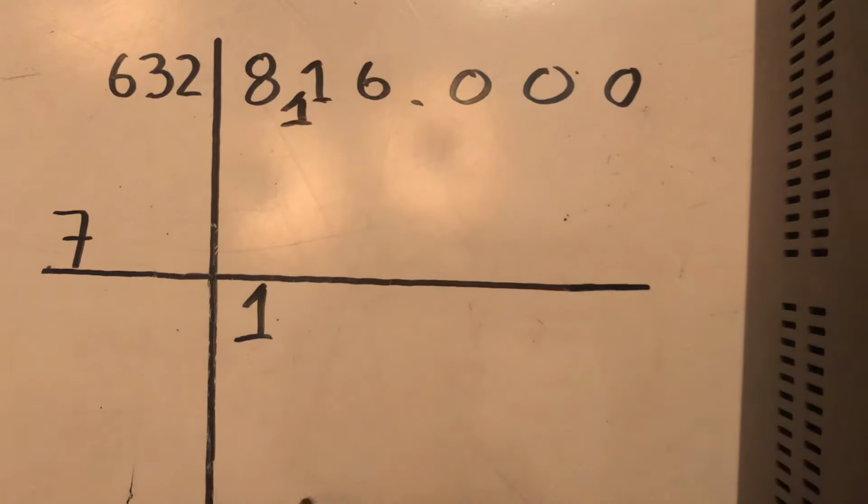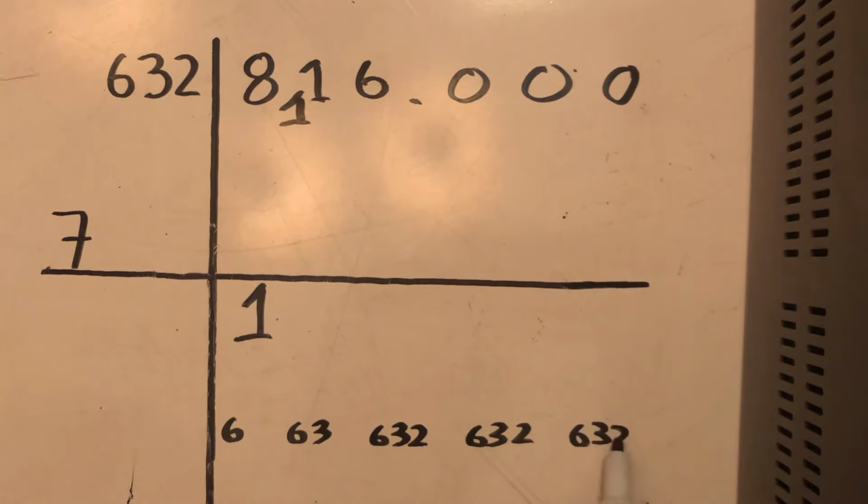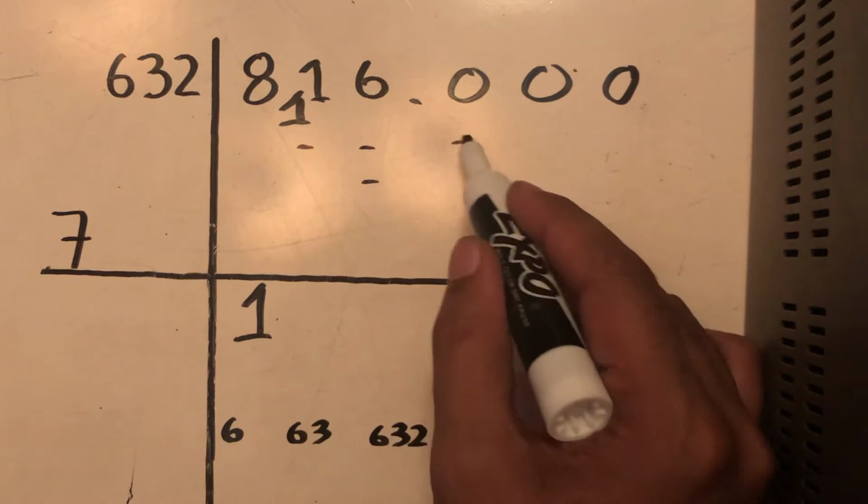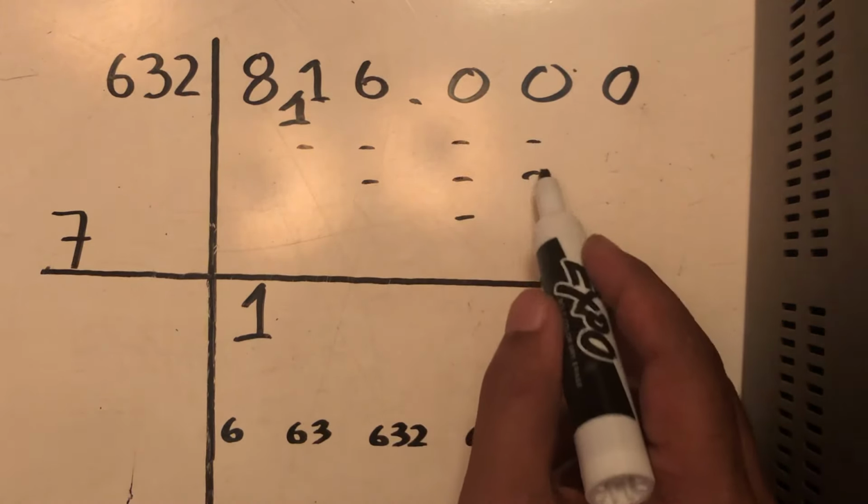Now I'm going to make our first adjustment here. This is going to help us later on. So I'm going to put a 6 here, a 6-3 here, a 6-3-2 here, 6-3-2 here, and one more 6-3-2. Okay, and then I'm going to put a minus here, 2 minuses, 3 minuses. So this really helps with the structure.